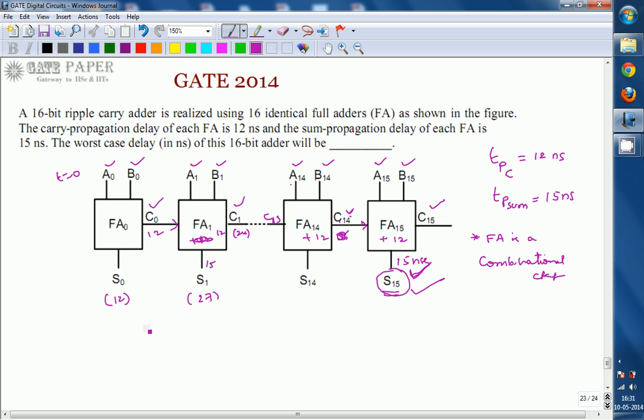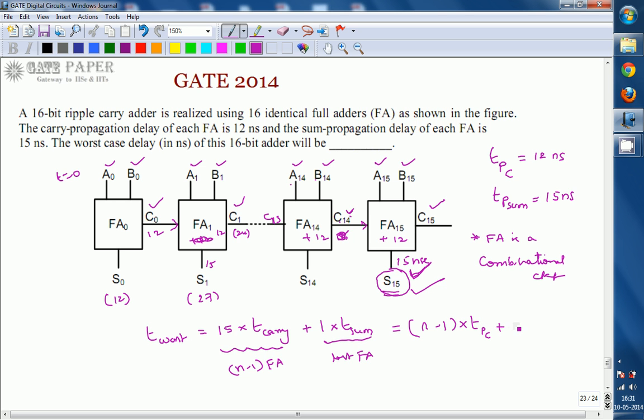So similarly, the total propagation delay, the worst case delay, since it is 16 bit, requires 15 times T carry plus 1 time T sum. The 1 time T sum is for the last full adder, whereas the carry delay is for all the n minus 1 full adders. So what we require is n minus 1 times the propagation delay of carry, plus 1 time the propagation delay of sum.